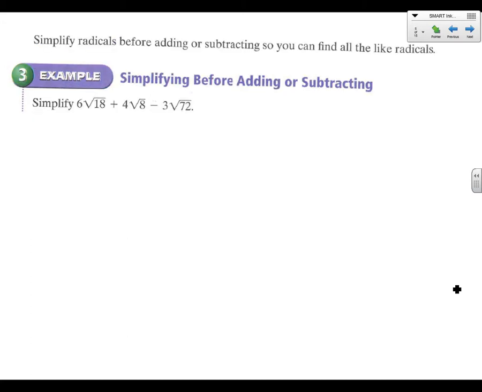Okay, all right, so we're going to simplify first before we add or subtract. And here's what we mean by this. We do not have like radicands when we start. However, 18, 8, and 72 can all be simplified.